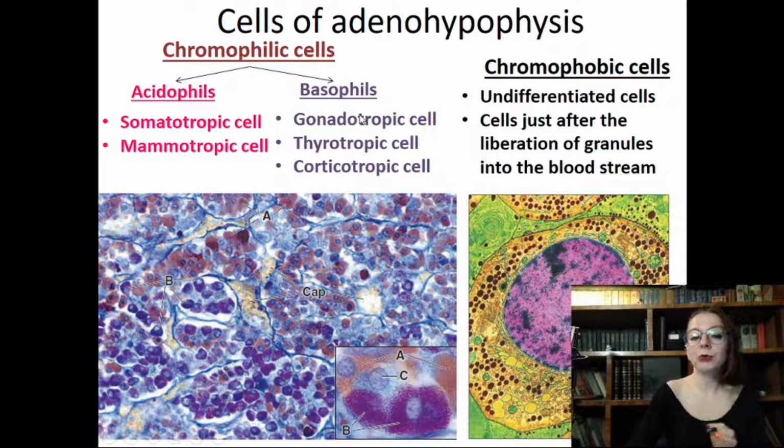Gonadotropes, producing luteinizing and follicular stimulating hormone in the gonads, ovaries or testes. Then thyrotropic cells, they produce thyrotropic hormone, activating follicular cells of our thyroid. And at last, corticotropic cells, they produce corticotropic hormone, regulating the activity of the zona fasciculata in our adrenal cortex.